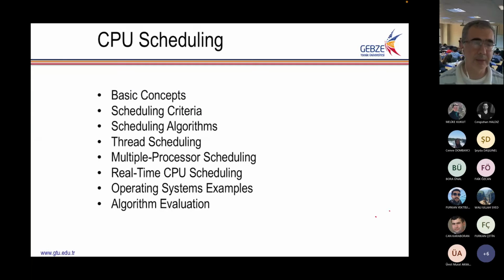We will be discussing basic concepts, criteria for the scheduling, different criteria, and scheduling algorithms, performance of scheduling algorithms. We will discuss what thread scheduling is. We will discuss multiple processor scheduling, real-time scheduling, and algorithm evaluation. These slides are from the book. Slides have some simple examples from well-known common operating systems.